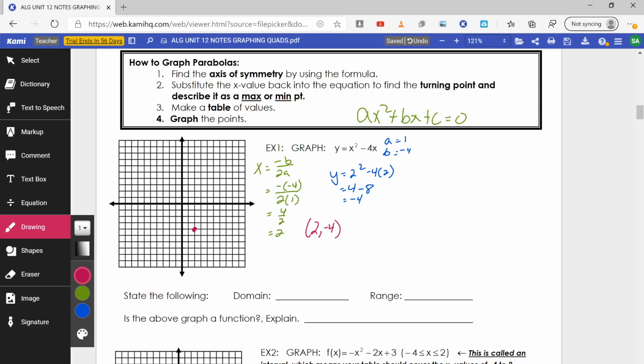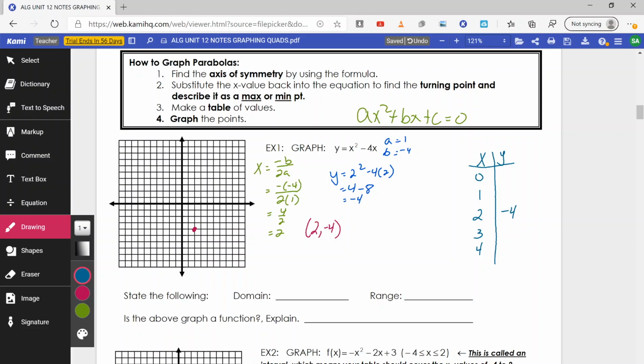Now we want to create this table of values that they're talking about. A table of values means I have this little chart. One side is going to be x values, one side is going to be y values. In the middle, the turning point is going to be 2, and we already know it gives me a y value of negative 4. I'm going to pick a couple of points below 2 and above 2: 1, 0, and 3, 4. So now I have 5 points. It's going to give me a general view of what my parabola looks like.